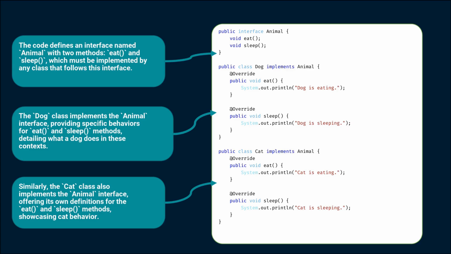This design allows us to interact with different animal types through the common animal interface, reducing complexity and enhancing code maintainability. If we decide to introduce a new animal, such as a bird, we can simply implement the animal interface without modifying existing code, demonstrating the flexibility and power of abstraction in object-oriented programming. Thus, we maintain a clean and organized structure, making our codebase easier to expand and manage.